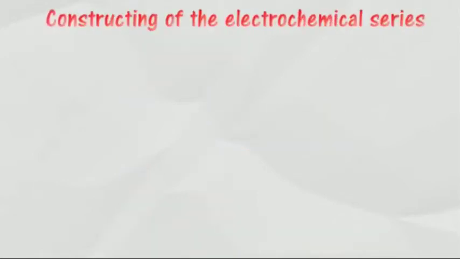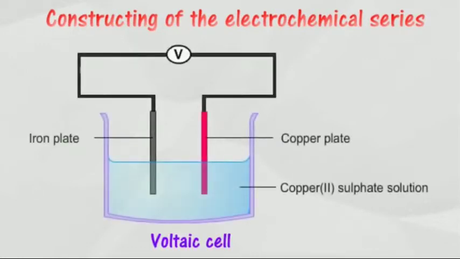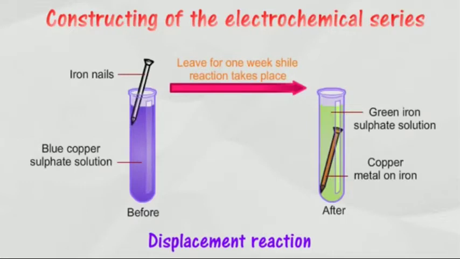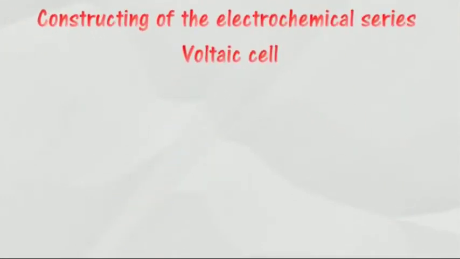Electrochemical series can be constructed based on the following principles. Potential differences between two metals in the voltaic cell. The ability of a metal to displace another metal from its salt solution. Voltaic cell is a type of cell that produces electrical energy from chemical reactions that occur inside it.